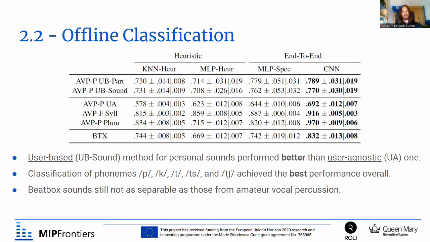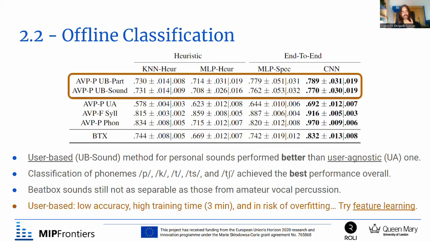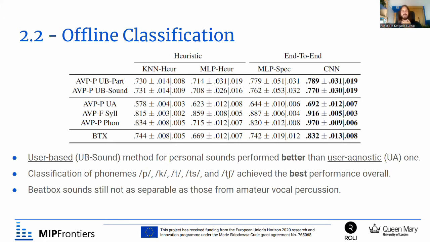So not only amateur vocal percussion, but also the beatbox sounds, as we did in the online case. The results signal that user-based methods, the first 2 rows, where the first row is the participant-wise calculation of the accuracy and the second row is the sound-wise calculation of the accuracy, are related to each other because it's the same task. The user-based methods perform significantly better than user-agnostic, which is the 3rd row.